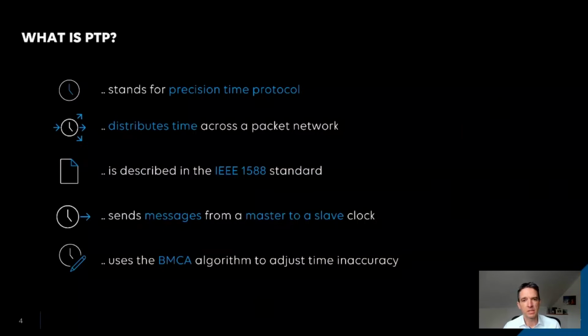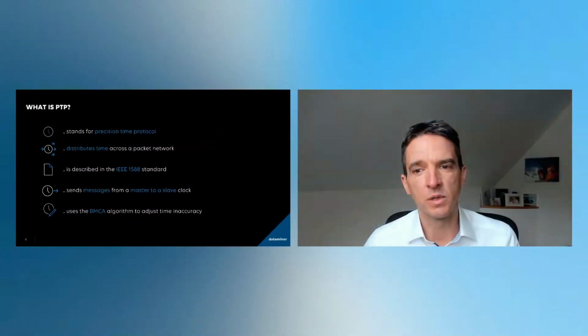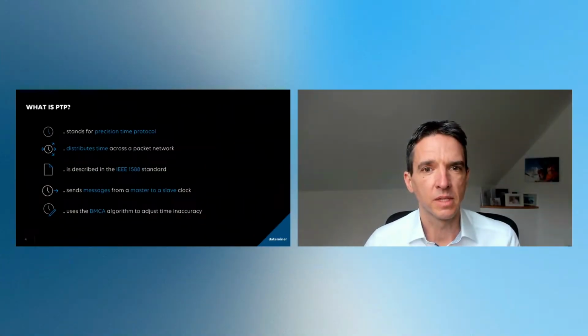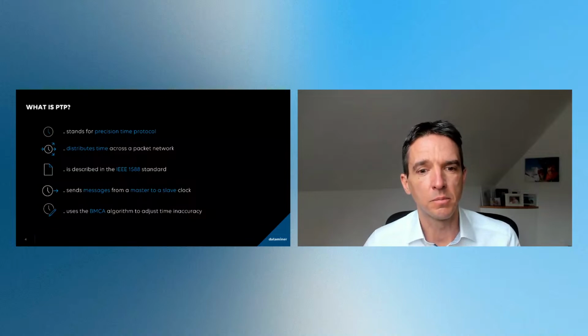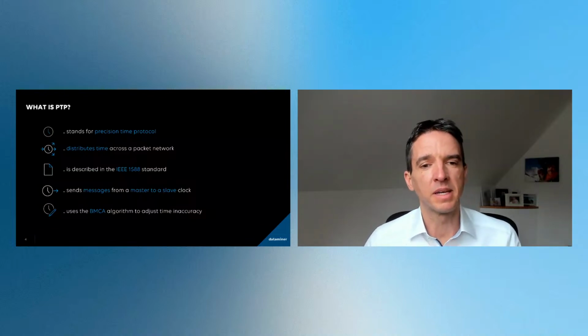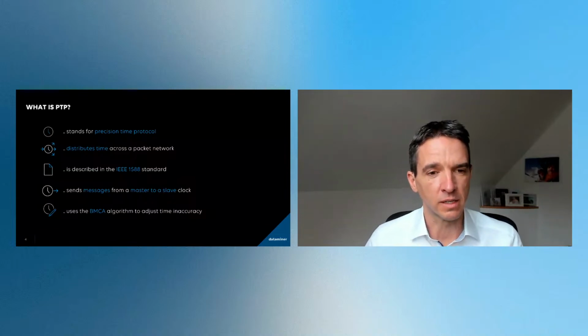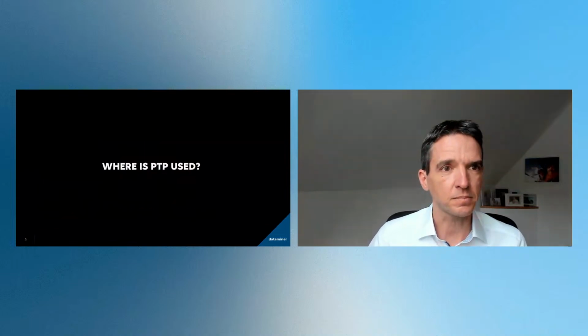And the way PTP works in principle, it sends messages from a master to a slave clock to distribute time across the network. And you probably have heard about this already. There is an algorithm used. It's called the best master clock algorithm, BMCA, to adjust time inaccuracy and to select the best grandmaster or master clock in a network automatically.